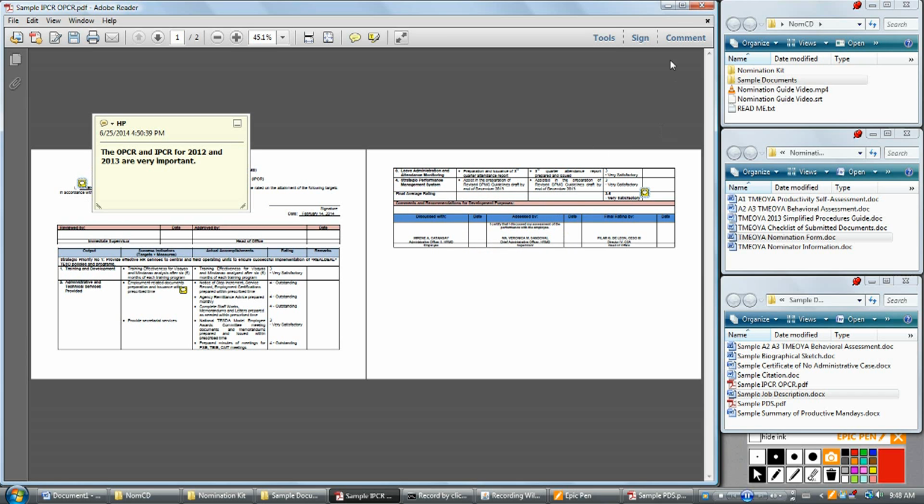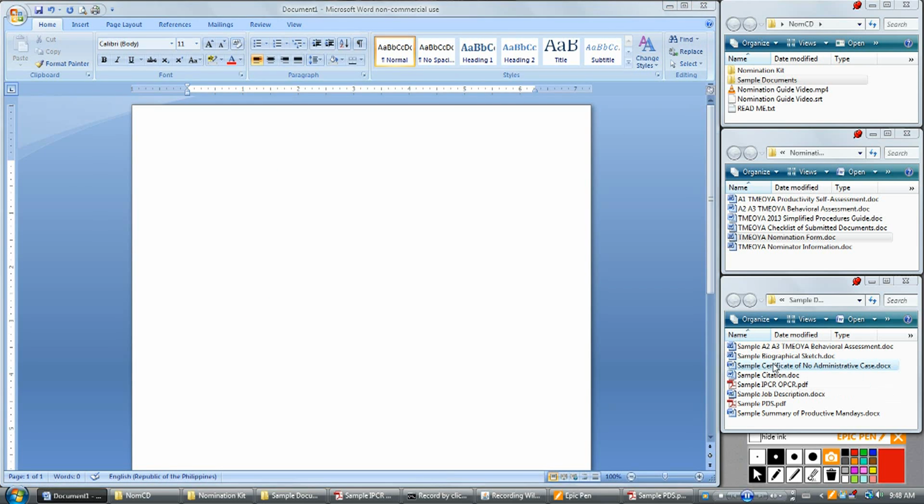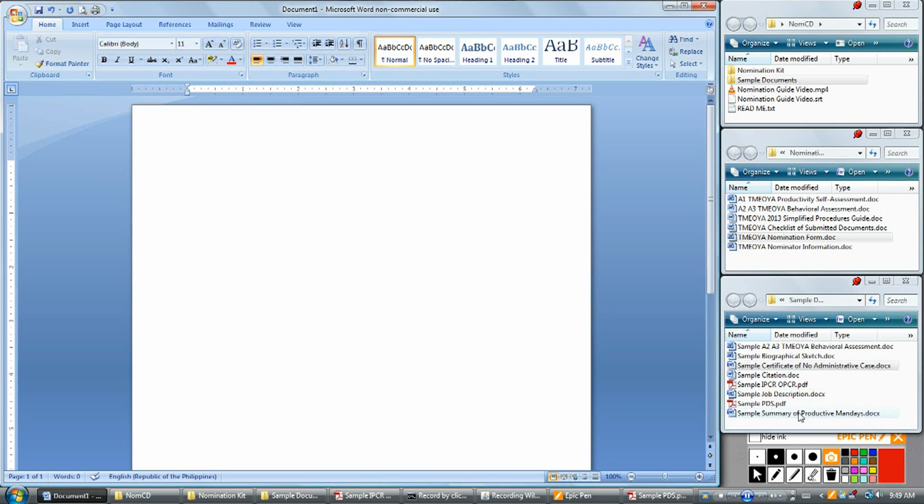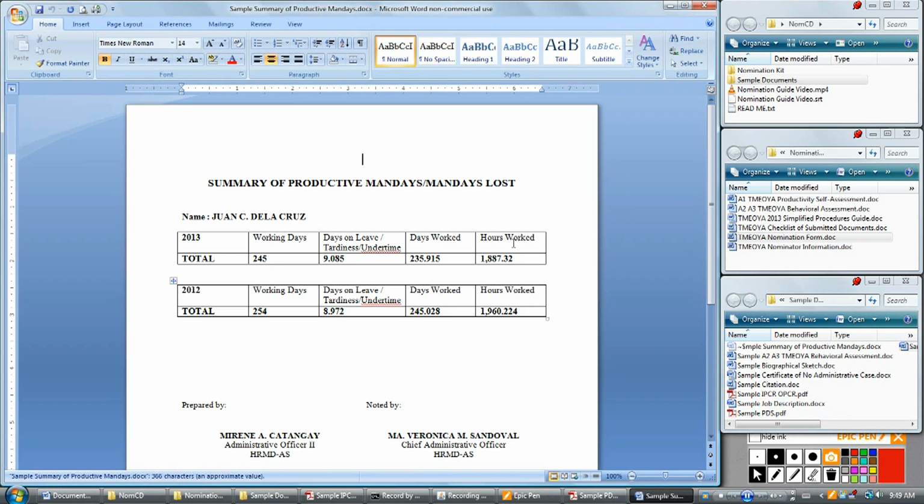The Certificate of No Administrative or Criminal Case should be duly signed by an appropriate official deposing that the nominee has not been found guilty of any administrative or criminal offense involving moral turpitude, and that there is no pending administrative or criminal case against him or her at the time of nomination. The summary of productive man days and man days lost for 2012 and 2013 would provide reference to the actual attendance or presence in the place of work as may be observed.